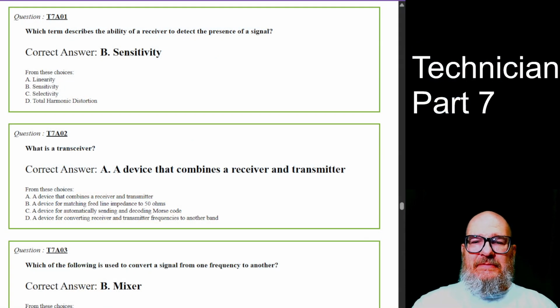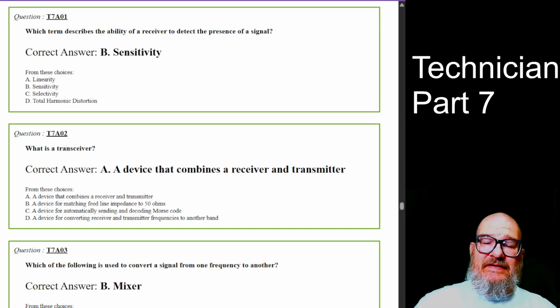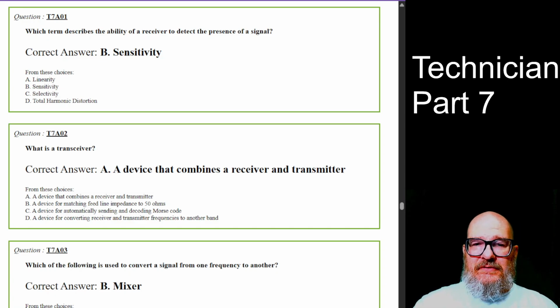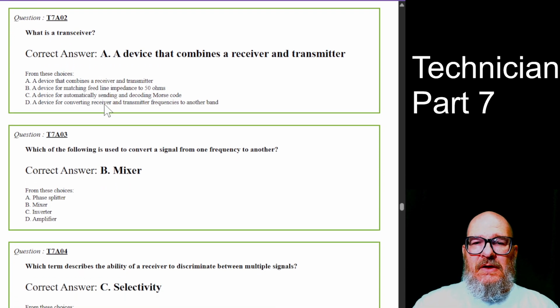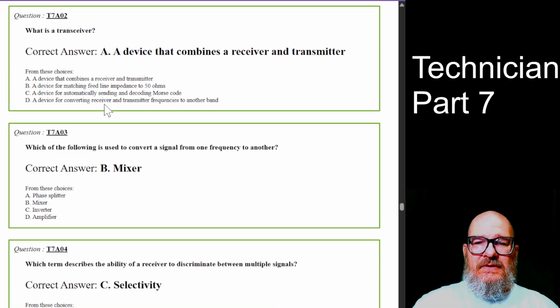Which term describes the ability of a receiver to detect the presence of a signal? Signal and sensitivity, think of those signal and sensitivity together for that one to remember the answer. What is a transceiver? A device that combines a receiver and transmitter. So you get the last part, or first part of the last word, transceiver.